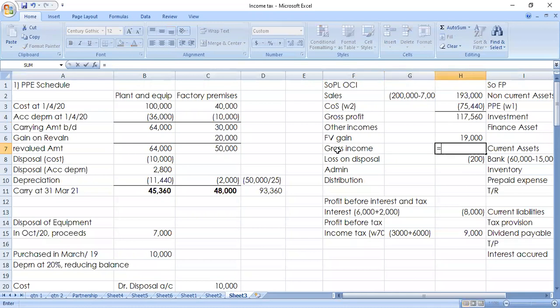Gross income. Add this, you get gross profit plus fair value. You get that. Okay. Then add a loss of 2,000. Then have admin. Admin still is working number 2. Working number 2, just like distribution is working still number 2. Okay, so just a reference.